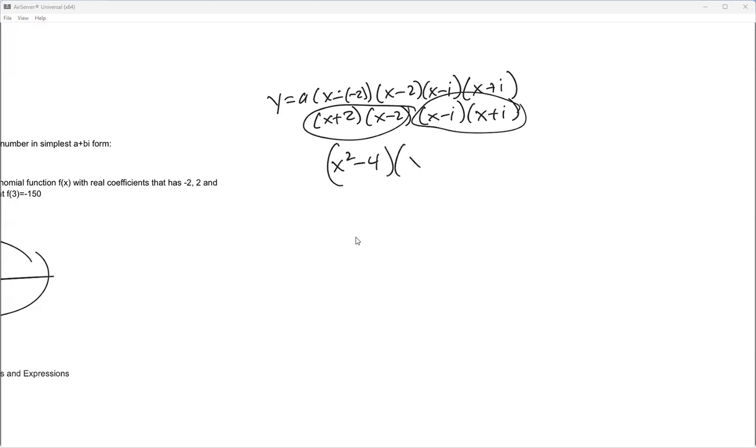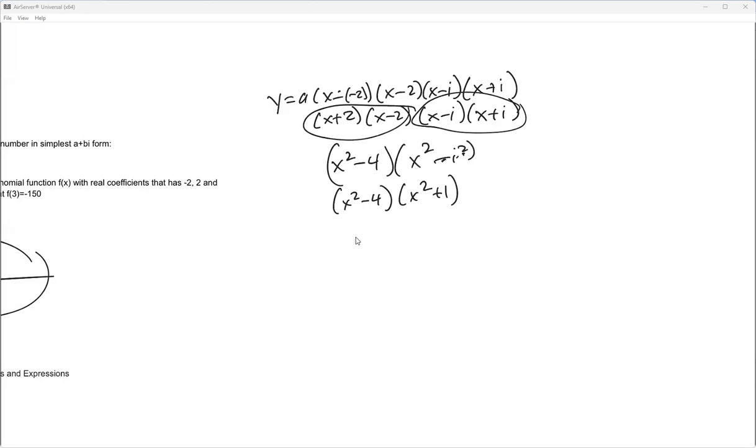And this is x squared minus i squared. But i squared is negative 1, and negative 1 makes this positive. So it becomes x squared minus 4 and x squared plus 1. All right, and then you multiply it out.